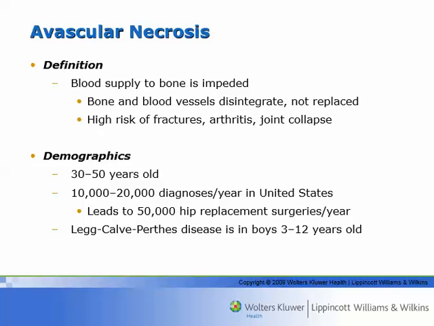Depending on where it happens, it can have secondary complications. It can increase the risk of fracture. Most importantly, if it happens in a joint area, which it often does, it can lead to osteoarthritis. So it happens usually in middle-aged people or in young boys. Legg-Calvé-Perthes is a version of it that happens in boys. We'll talk about that in a minute.